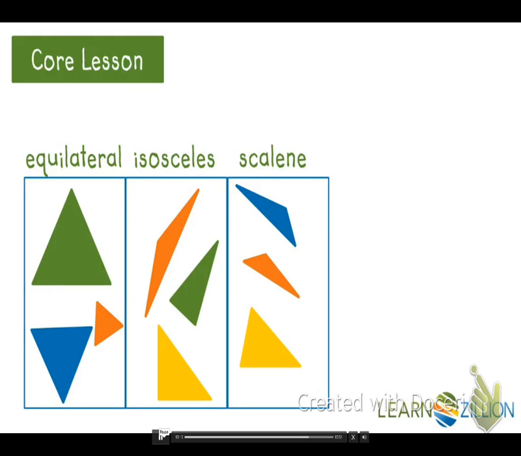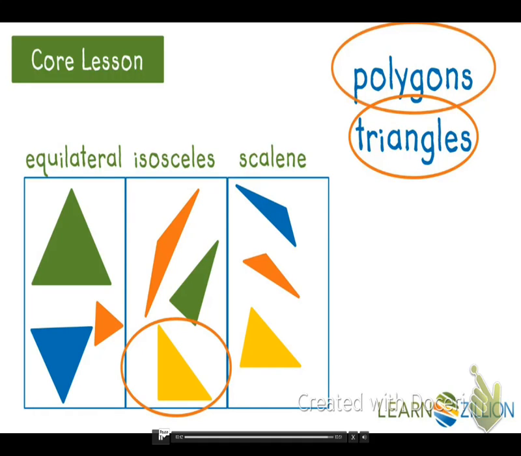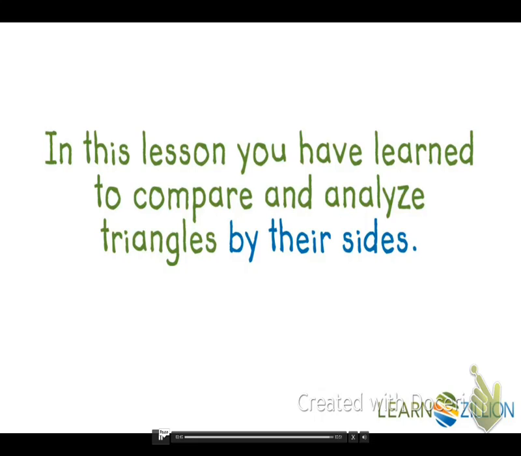It's important to realize that none of these triangles could be put in more than one subcategory when we categorize them by their sides. Each of the subcategories are separate with no overlap between the 3. All of these triangles fit into the category of polygons, and all triangles fit into the subcategory of triangles. For example, this triangle is an isosceles triangle, and it's also a polygon. In this lesson, you have learned to compare and analyze triangles by their sides.